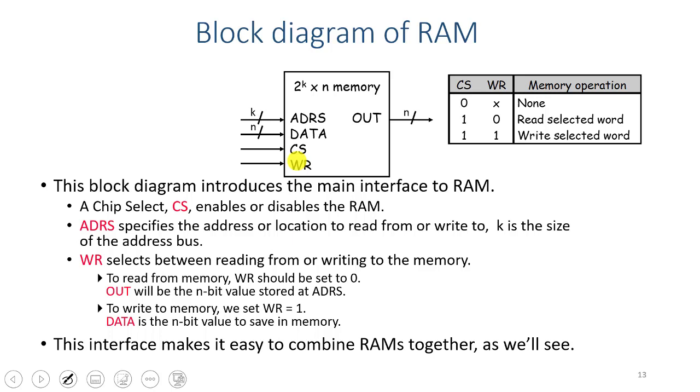This is the block diagram of the RAM. It shows the main interface over here. We have the address, which is of size K. We have the data, which is of size N. So 2^K times N is the size of our memory. We'll be discussing this later on. The address specifies the location, the data has the information, and out will have our information. Remember, we need to read and write. So in order to read and write, we need WR, read/write, and CS, which is chip select, to enable this RAM.